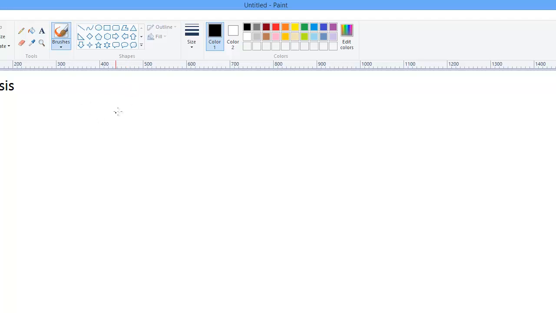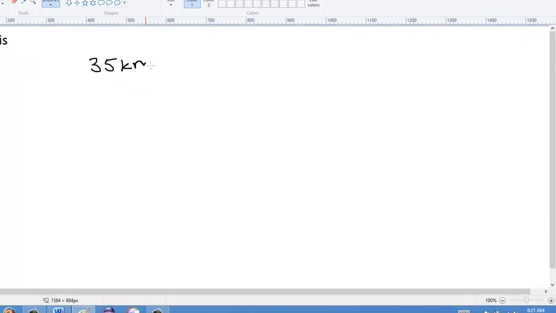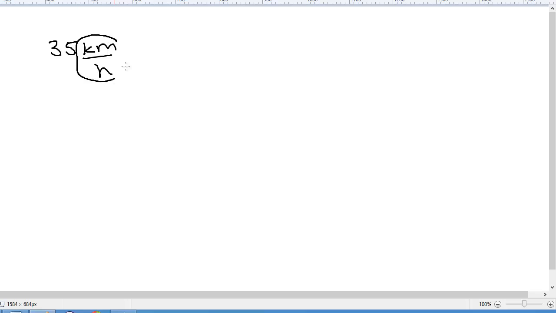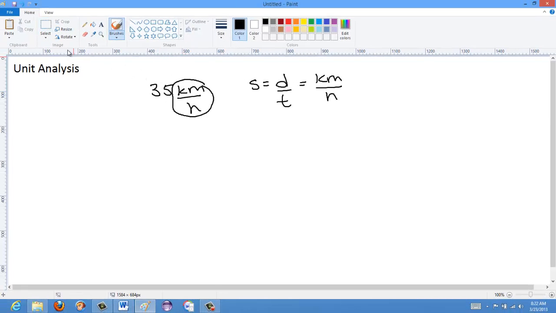So, for instance, when I express a speed as, say, 35 kilometers per hour, why is the unit kilometers per hour? Well, it's because the general equation for finding a speed, we'll say s, is equal to distance over time. Distance is measured, let's say, in kilometers, and the time is measured in hours, so that the speed is measured in kilometers per hour. So the unit that you're measuring it in comes from the equation.